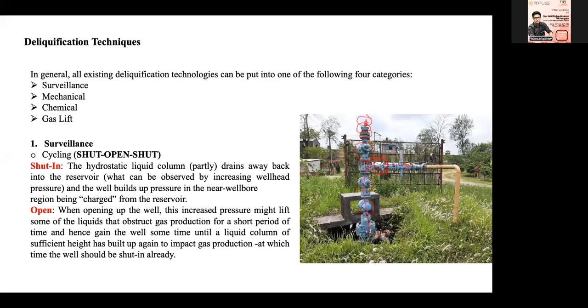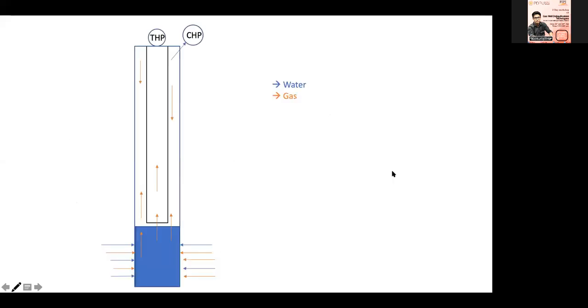And then when you open this flow arm valve, a sudden pressure will be released from your casing, and it will push some of your liquids from the casing side to the tubing side. So you will be knocking out some water. Now let's see this. In cycling, you close the well.